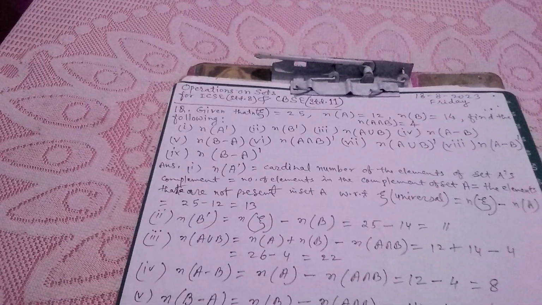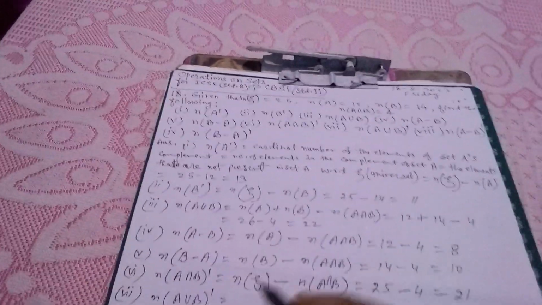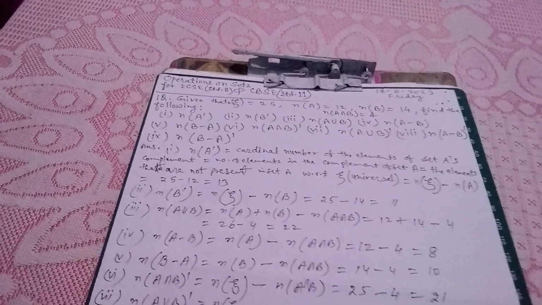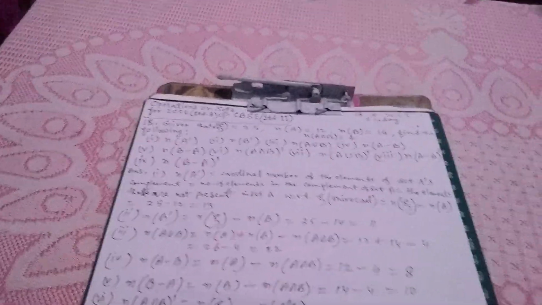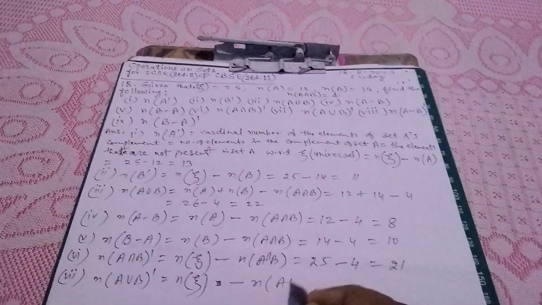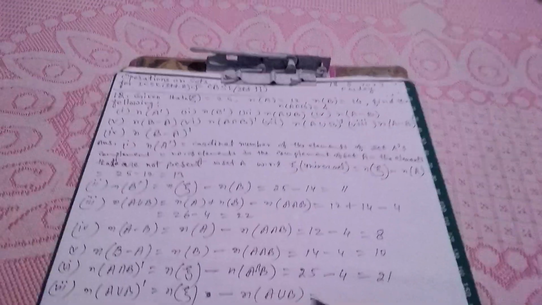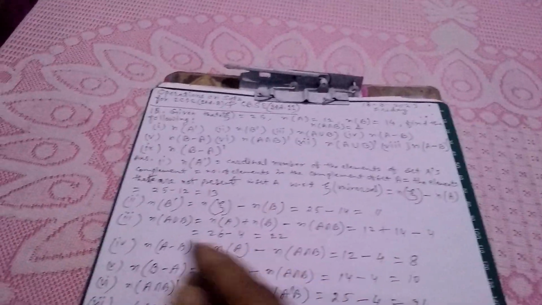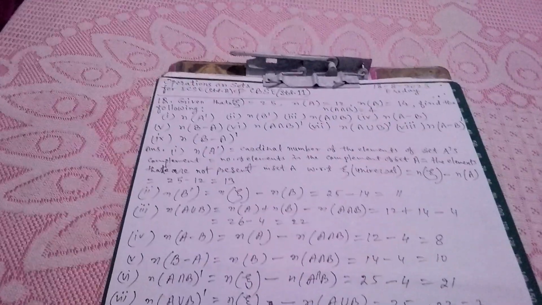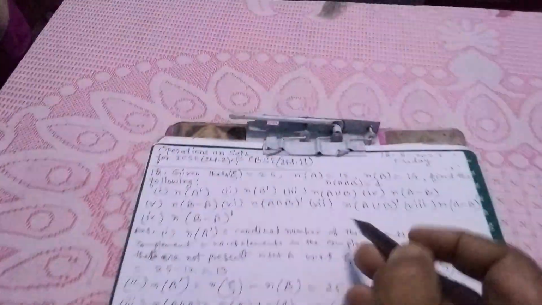Now seventh. The cardinal number of A union B's complement. Again with respect to epsilon, the universal set, minus A union B, that equals 25 minus A union B, we have got 22, that equals 3.